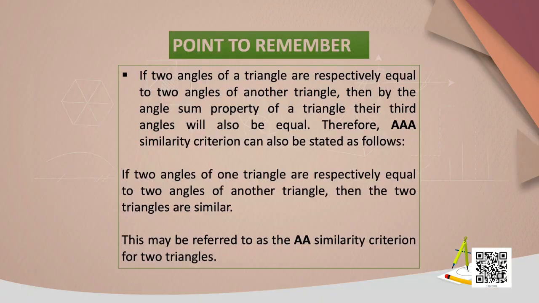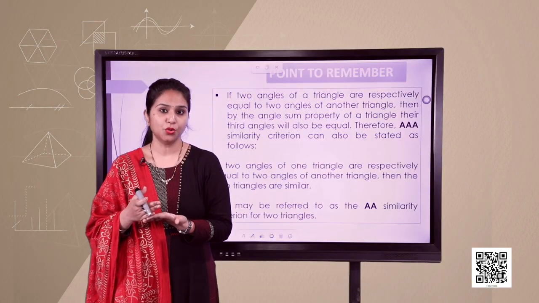But again there arises an important question, children. By angle sum property we know one thing, that when two angles of a triangle are equal to two angles of another triangle, by angle sum property what can you conclude? That by default the third angles are also equal. So if we are showing that two triangles are similar using AAA criteria, is it necessary to use all the three angles? So the answer is no.